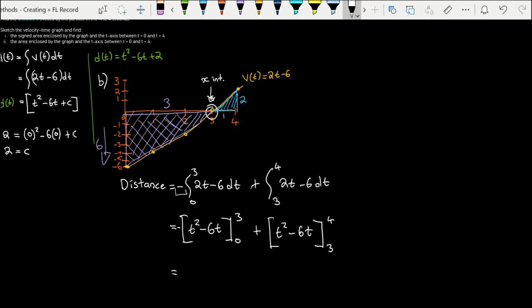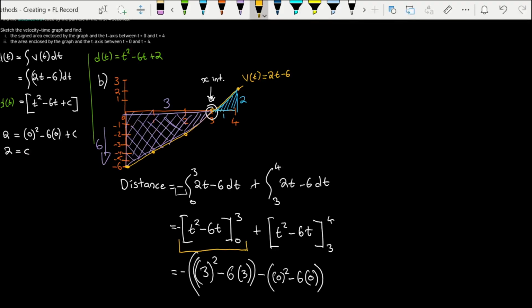Now, as all lessons are learnt, let's take our time with this stuff here. So I'm going to take the negative of all of this, and I'm going to put in my upper bound, which is 3. I'm going to say 3 squared, subtract 6 times 3, and all of that, subtract the lower bound, which is 0 squared, subtract 6 times 0. It's important to have your brackets there, otherwise you might get caught up on some of your negatives, and you don't want to do that. And then I'm going to add this next one here. I'll do it in a green.